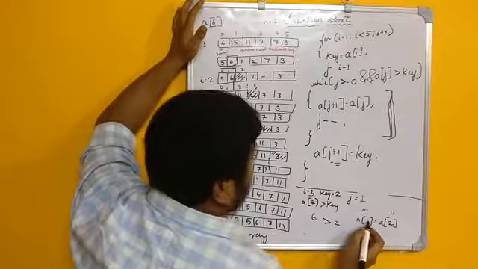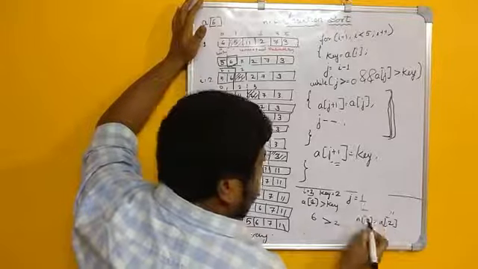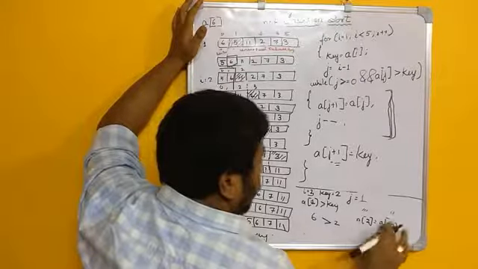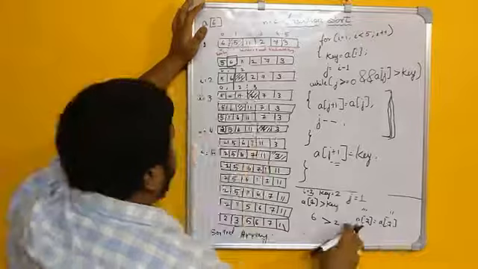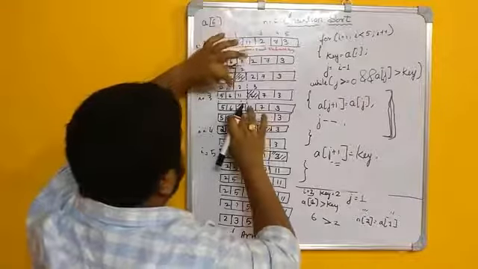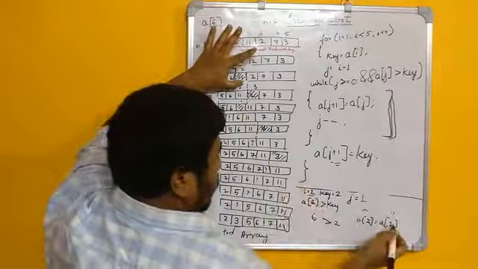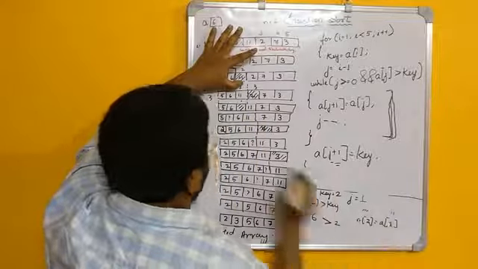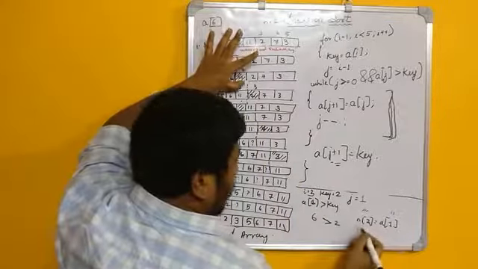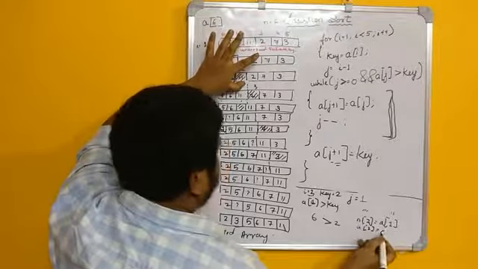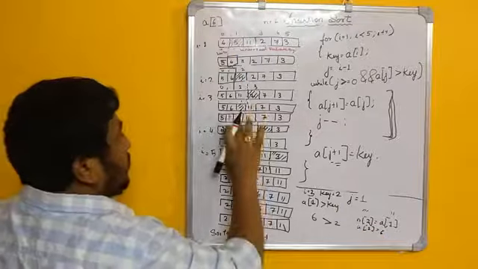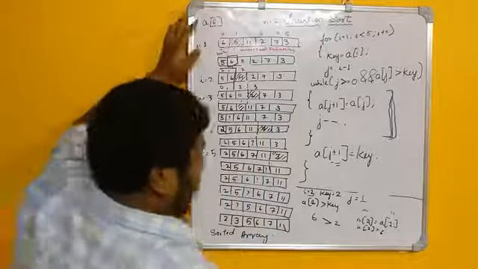A of j plus 1, that is 1 plus 1 is 2, is equal to A of j, which is A of 1. So A of 2 is in the blank space. In this place, what do we have to paste now? We have to paste A of 1. A of 1 is 6. So now A of 2 is equal to 6. See here, 6 is inserted. Okay, next step. What happens?